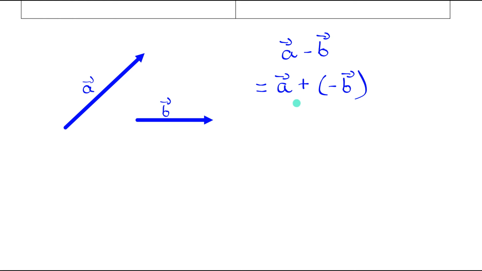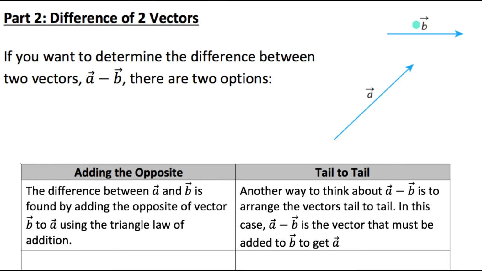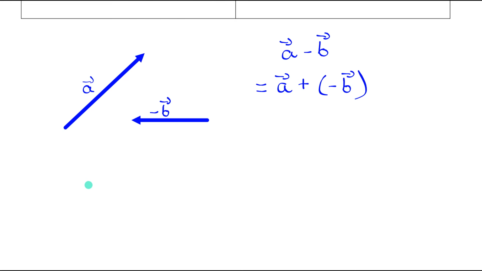And now I can use my tip-to-tail method of adding vectors. So I need to do vector A plus the negative of vector B. Well, what is the negative of vector B? The negative of vector B would be a vector that has the exact same magnitude as B, but goes in the opposite direction. So there we go, that's negative vector B. It's the exact same magnitude as B, but is now going in the opposite direction.